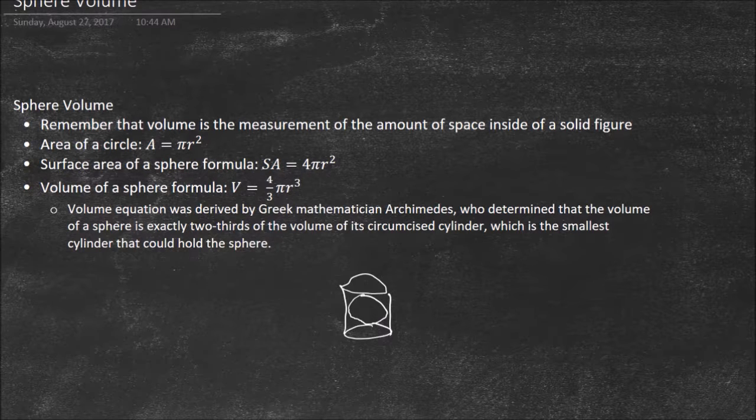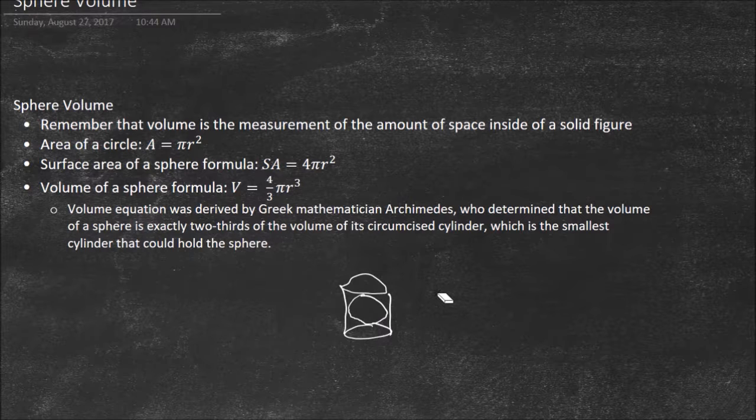But what Archimedes was able to determine is that the smallest cylinder that can hold the sphere has a volume such that the sphere is 2/3 of the volume of the cylinder. So the cylinder can hold a little bit more, but the ratio is 2 to 3, and that's how we developed this formula for the volume of a sphere. So hopefully that makes sense. Just a little history lesson of math.